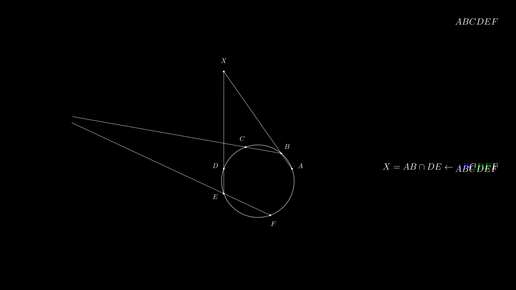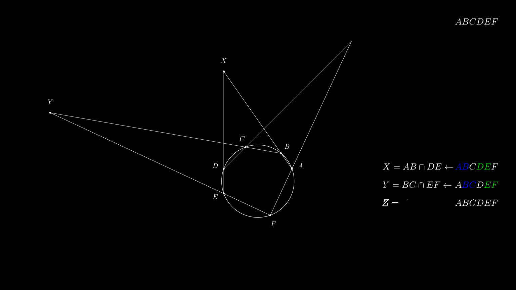Take a circle on the plane and take 6 points on it, A, B, C, D, E, F. Connect A, B and D, E and mark the intersection as X. Connect B, C and E, F and mark the intersection as Y. Connect C, D and F, A and mark the intersection as Z.